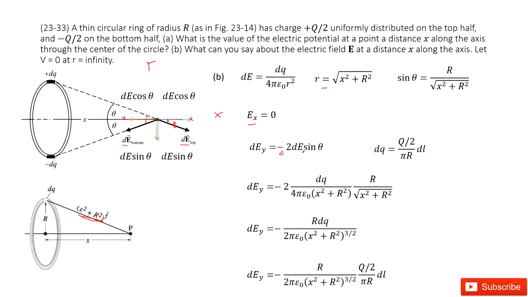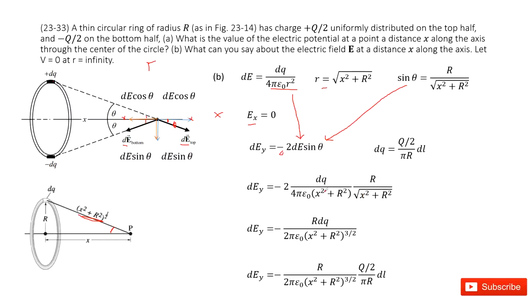Yes. Now we need to solve for Ey. First, dE is given there, and we can input it. Next, how can you find sine theta? Easy, right? This is a triangle. So sine theta is just r over the square root of x squared plus r squared, right? This is how we get sine theta. Now we input the sine theta, and we can get the function looking like this, right?